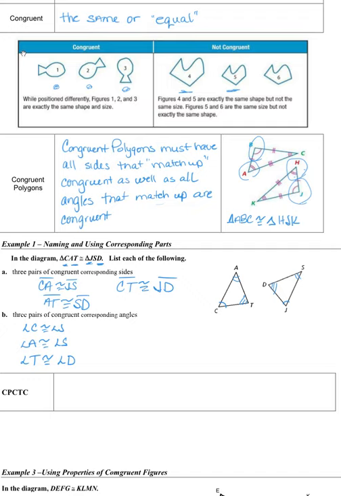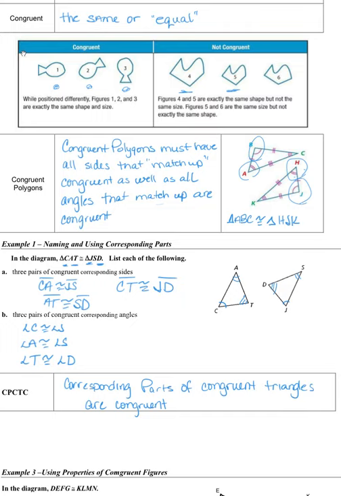All right. Because they always have to be in that order, we come up with the acronym CPCTC. And this is a bonus question on your test. CPCTC stands for corresponding parts of congruent triangles are congruent.